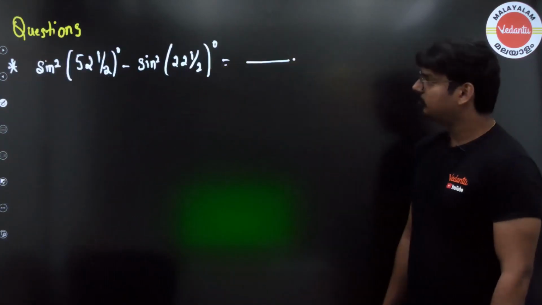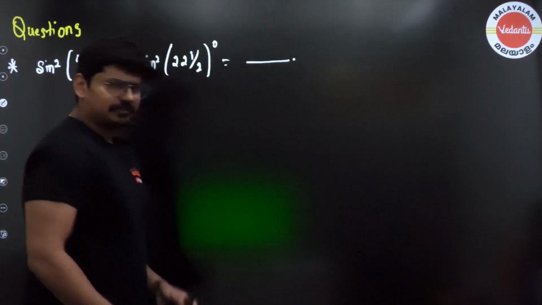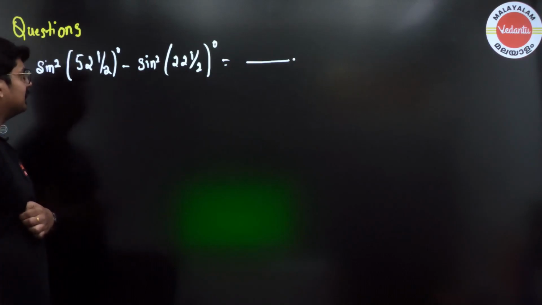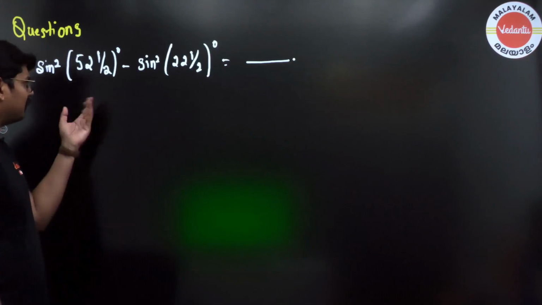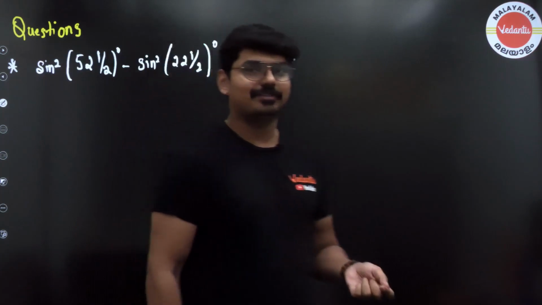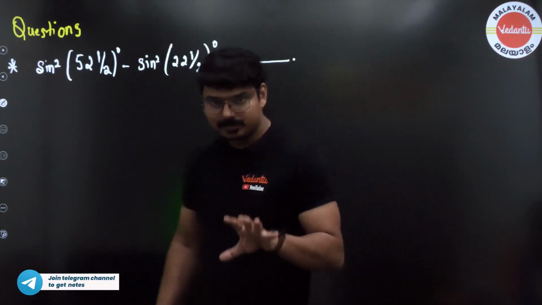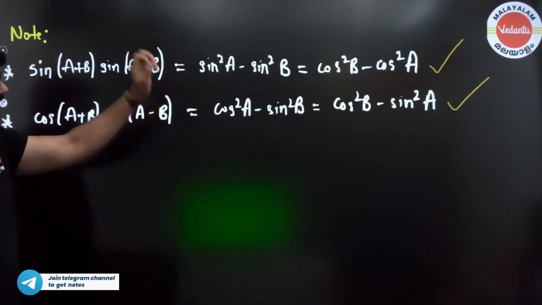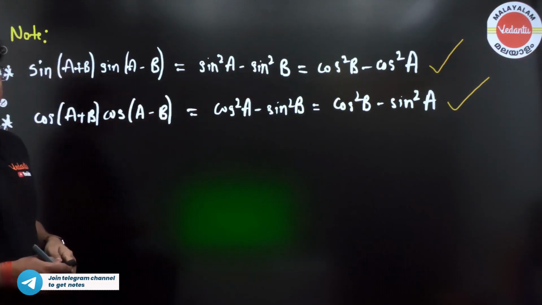So now let's apply whatever we have discussed till now. For example, let's say you want to find out sin square 52.5 degrees minus sin square 22.5 degrees. Now what will you be doing? You don't know the value of sin square 52.5, and you don't know the value of sin square 22.5, right? But we do know this simple identity: sin square a minus sin square b is sin a plus b into sin a minus b.